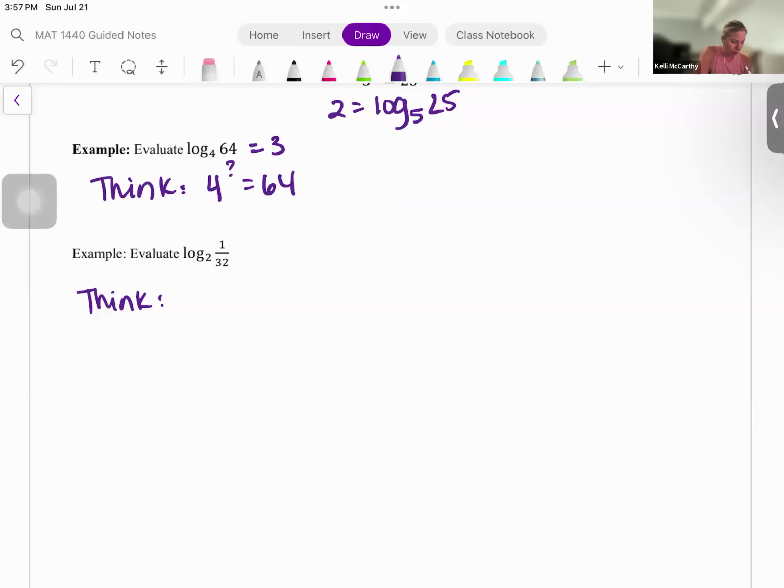Log base 2 of 1 over 32. To figure out what this equals, we're going to think, 2 to what power equals 1 over 32? When I'm raising a whole number to a power and I end up with a fraction, that tells me that my exponent was negative. So I'm thinking 2 to what power is 32, and that would be 5. So this is 2 to the negative 5th power equals 1 over 32. Log base 2 of 1 over 32 equals negative 5.